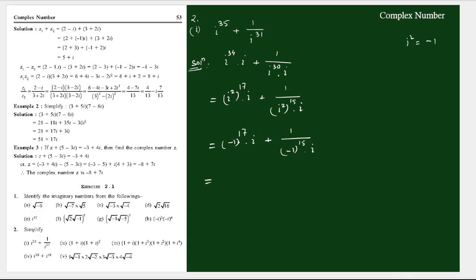Now what will you get here? 17 is odd, so it will be -1 itself. We have (-1) to the power 15. It is also an odd number, so we have -1. For the negative, let me keep it in brackets. So what do we find here? -1 into i is nothing but minus i, plus, again here also we have minus i.